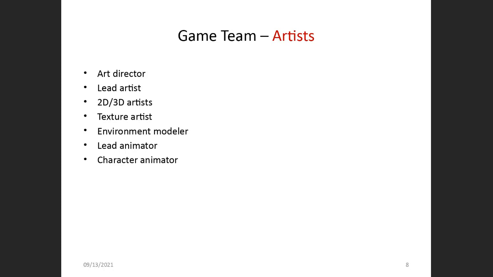Okay, so another type of people in game teams are artists. We studied programmers first, then designers, and now there are artists. So there is an art director, there is a lead artist, there are 2D or 3D artists, so artists can be divided into 2D or 3D. There is a texture artist. What is a texture? We will see some texture examples in the game we are making, and we will have some textures in our games.